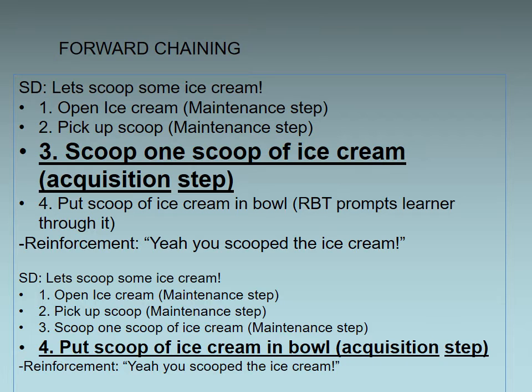And then step 4, the RBT prompts the learner through it, and reinforcement is delivered. And finally, step 4. Once step 3 is mastered, step 4 becomes the acquisition step. So the learner does all 3 steps by themselves, and the RBT minimally prompts them through step 4 until mastery.